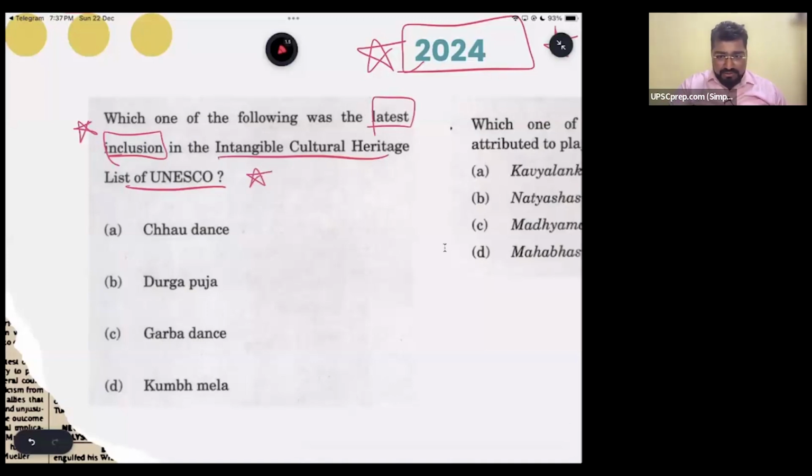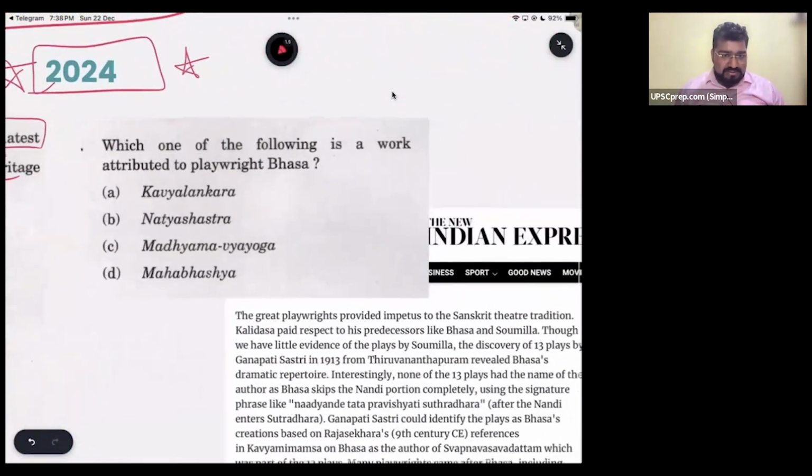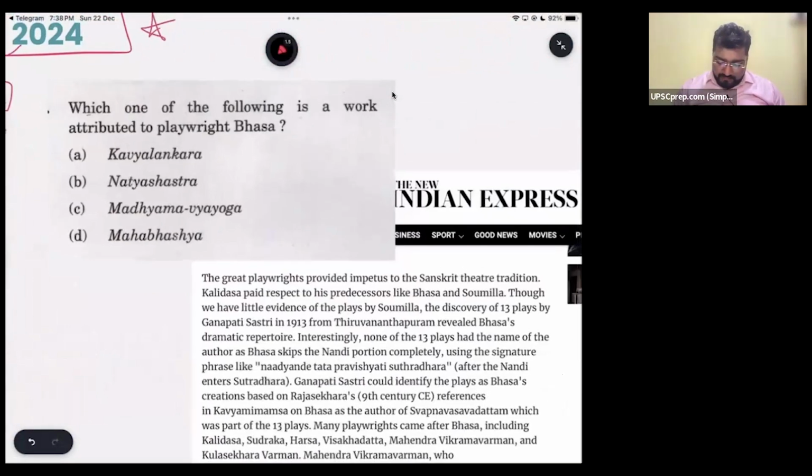So could you answer this particular question? Yes, guys, tell me. If you're generally aware, which of these was added in the list of Intangible Cultural Heritage? No, it's not Durga Puja, it's Garba. Fine. Okay, now coming to this particular question. See, guys, which one of the following is a work attributed to playwright Bhasa?